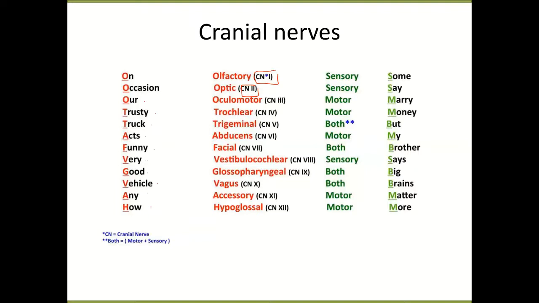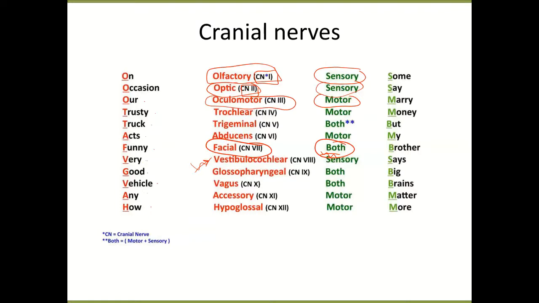We also do have to know what types of information these nerves carry. As an example, the olfactory nerve is all about smell, so it just carries sensory information. The optic nerve is all about sight, just sensory. The oculomotor nerve, however, carries information to control where your eyes point. So, motor. Some of them, like the facial nerve, carry both sensory from the face and motor to the face.